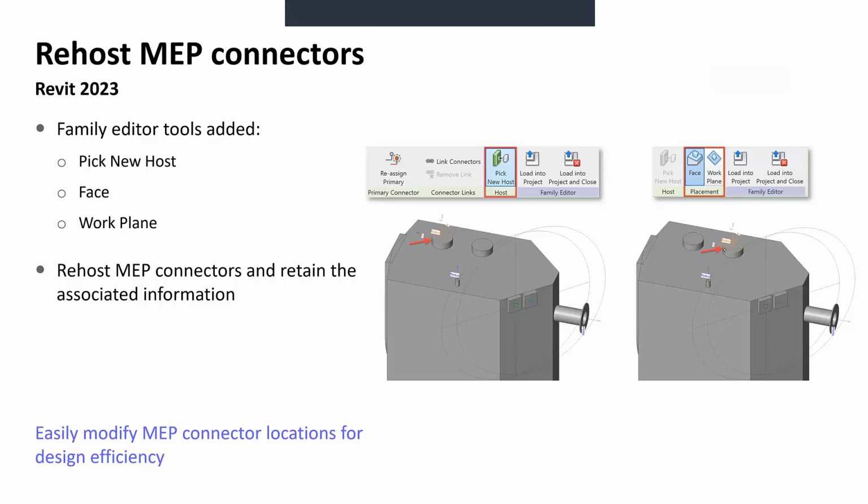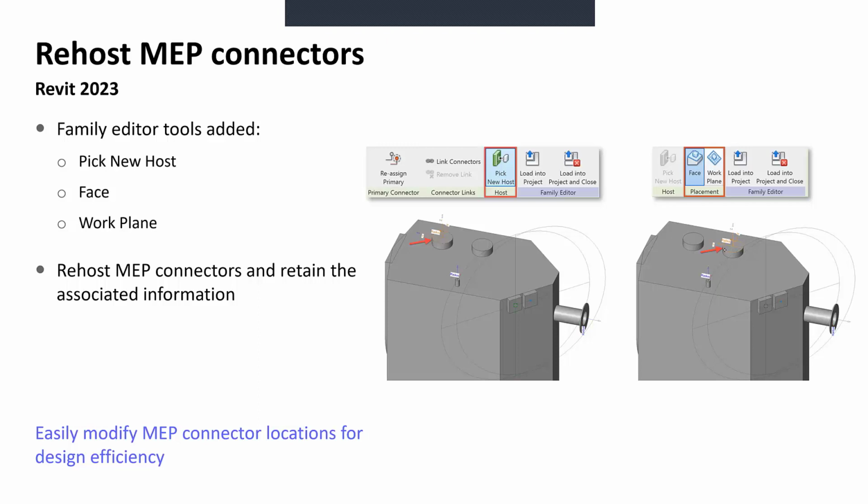The connectors are really the heart and soul of your families, aside from the rest of the data that you schedule, right? So you transfer information from these connectors into your electrical systems, your duct systems, right? In the past, when you deleted the element that it was hosted to, then your connector got deleted and you lost all that information, right? Then you had to re-add it back and then remap everything back to those connectors.